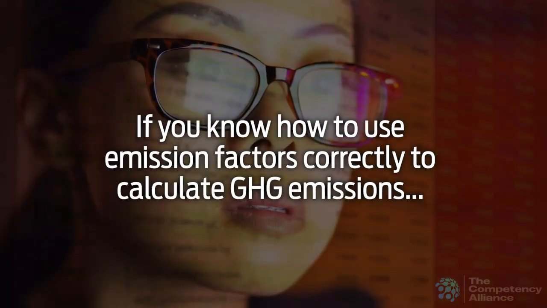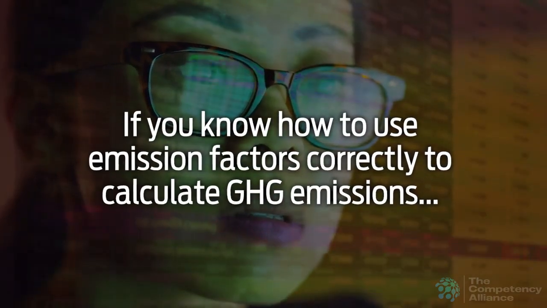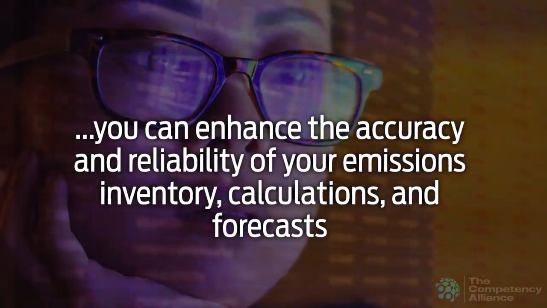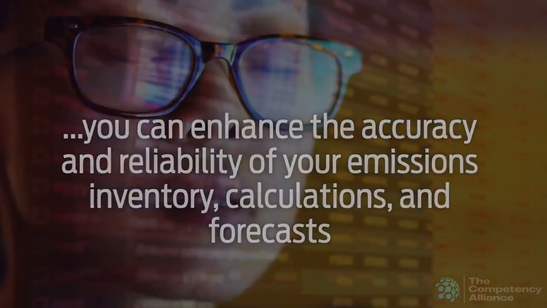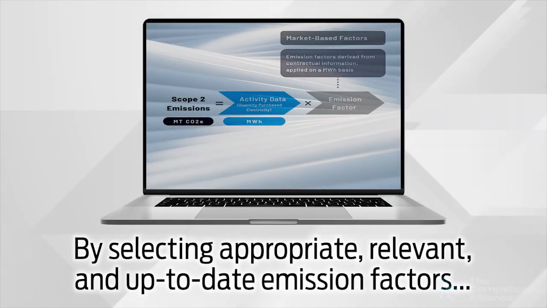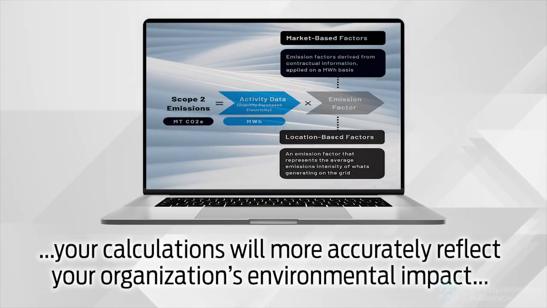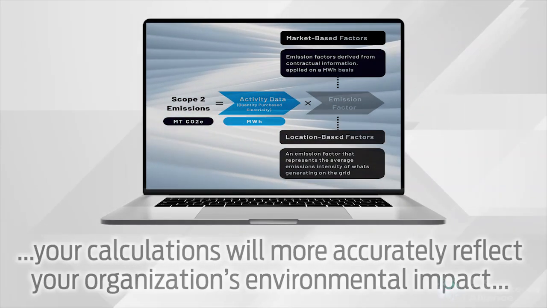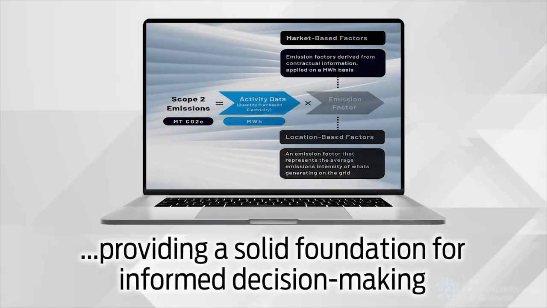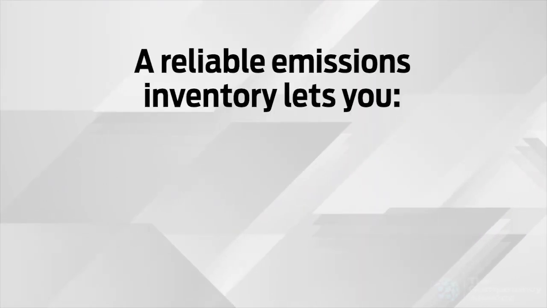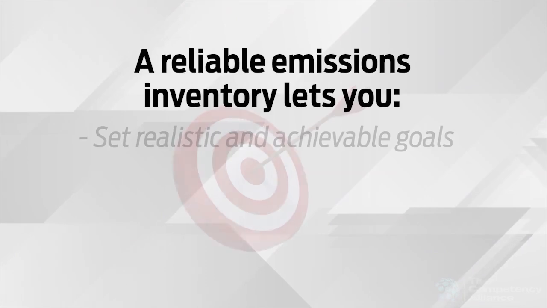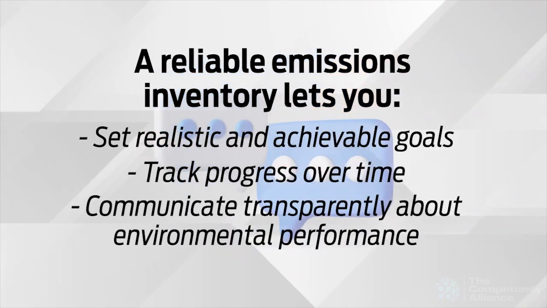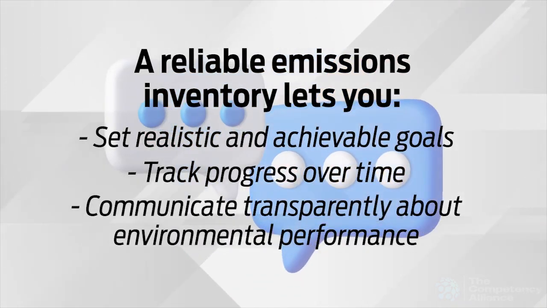If you know how to use emission factors correctly to calculate GHG emissions, you can enhance the accuracy and reliability of your emissions inventory, calculations, and forecasts. By selecting appropriate, relevant, and up-to-date emission factors, your calculations will more accurately reflect your organization's actual environmental impact, providing a solid foundation for informed decision-making. A reliable emissions inventory lets you set realistic and achievable goals, track progress over time, and communicate transparently about environmental performance.